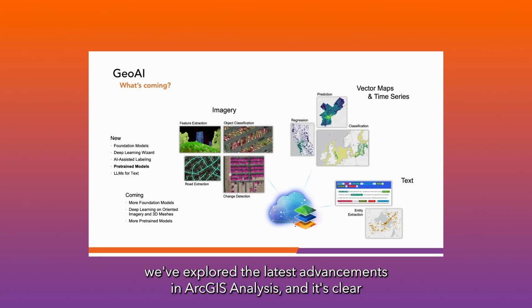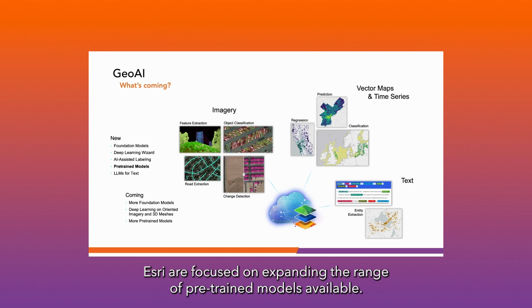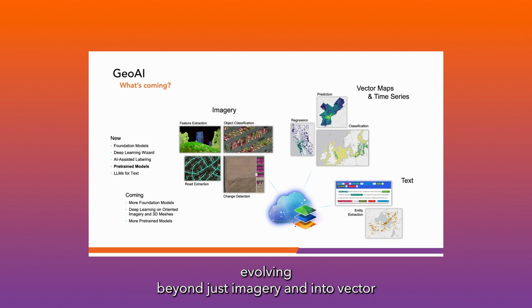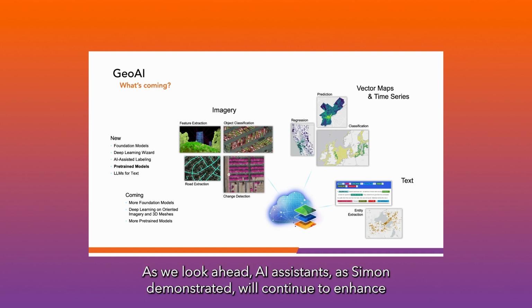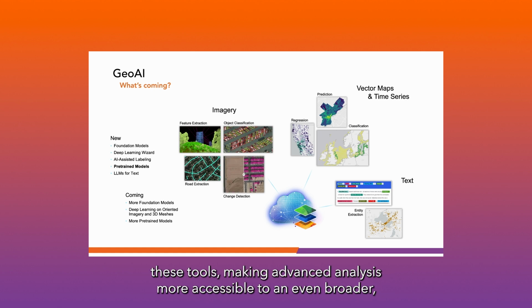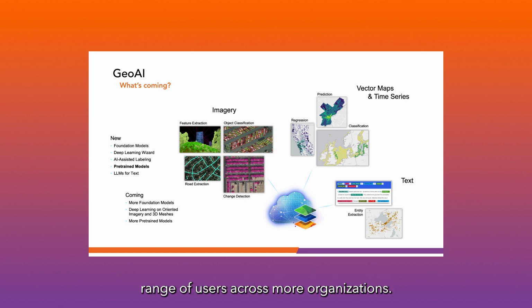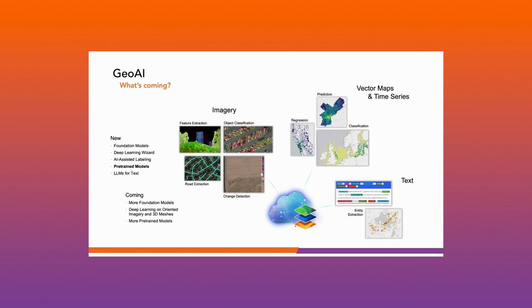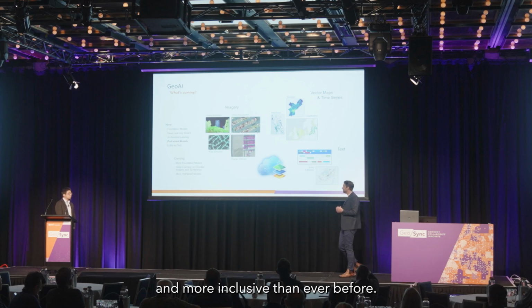In our quick talk, we've explored the latest advancements in ArcGIS analysis, and it's clear that Esri are focused on expanding the range of pre-trained models available, and these models are evolving beyond just imagery and into vector data, into text recognition, into video. As we look ahead, AI assistance, as Simon demonstrated, will continue to enhance these tools, making advanced analysis more accessible to an even broader range of users across more organisations. The future of analysis in ArcGIS is smarter, faster, and more inclusive than ever before.